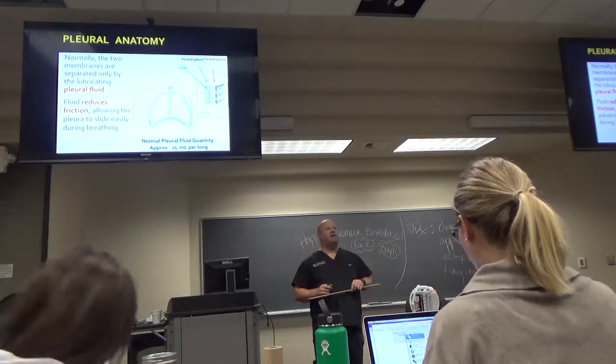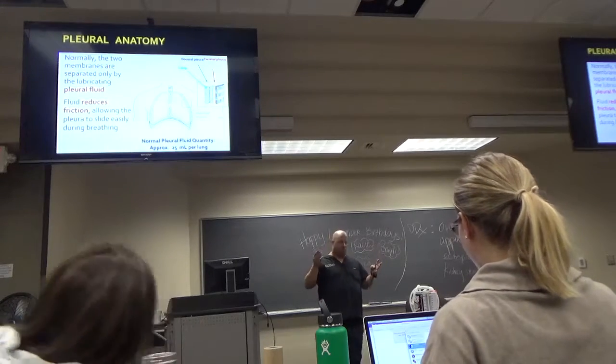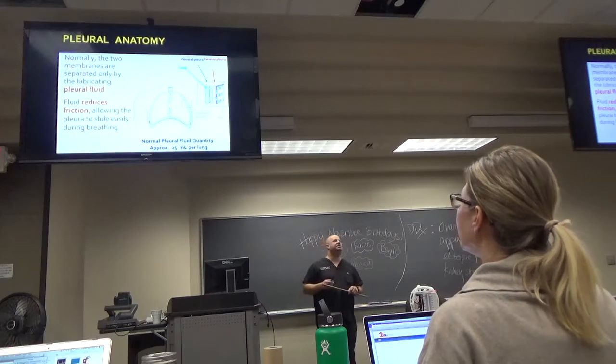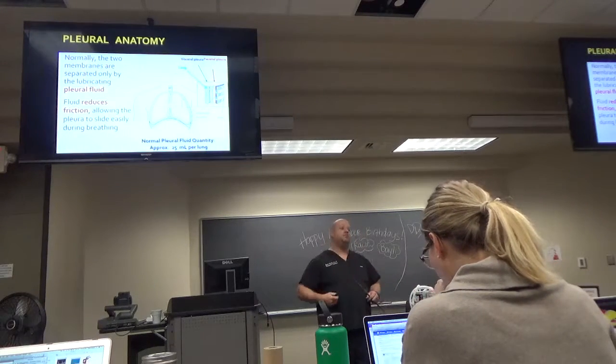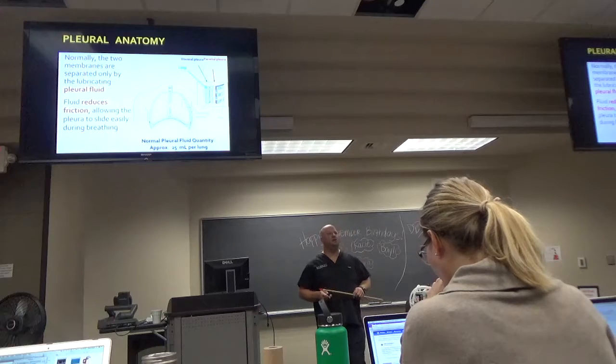Okay? Pleural anatomy. Remember the pleura. Only two membranes are separated by a small amount of fluid called pleural fluid. It kind of lubricates when they kind of catch and come together. It reduces friction.